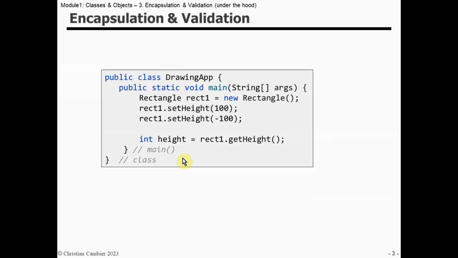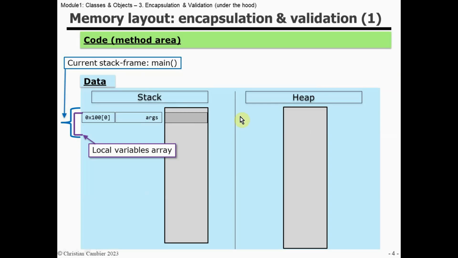And here are the client codes. In the under the hood analysis, I'm going to demonstrate the invocation of the setHeight method, first passing an acceptable value of 100 according to the specifications. After that, a value of minus 100, which may not be accepted. And I'll end with the call to the getHeight. So let's dive under the hood with the memory layouts.